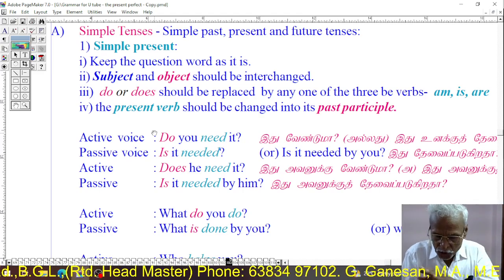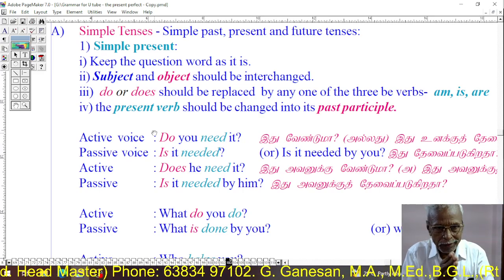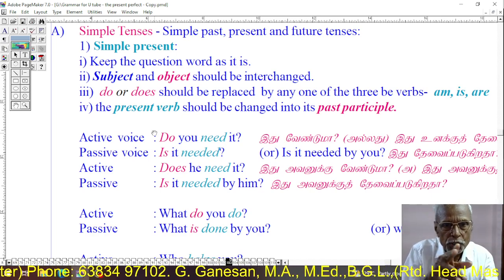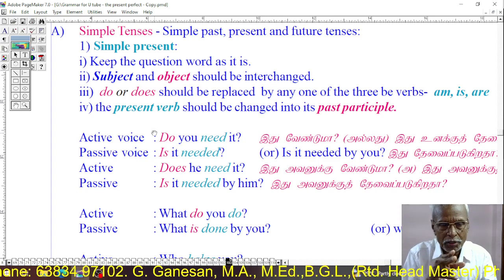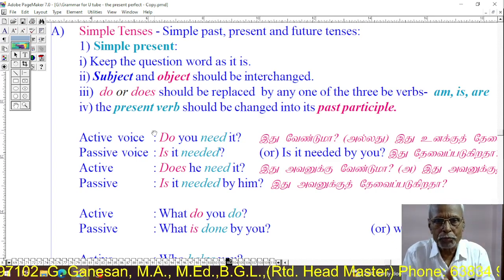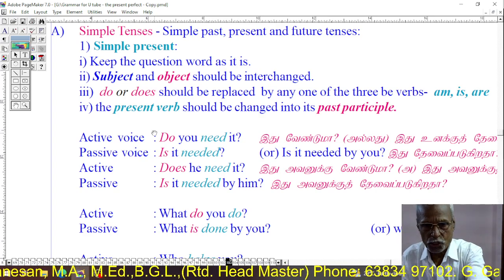So the rules: subject and object should be interchanged. Then do or does should be changed into am, is or are according to the subject of the passive form. Then the present verb should be converted into its past participle. Let us see.